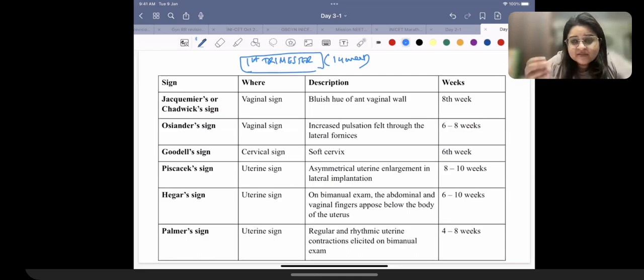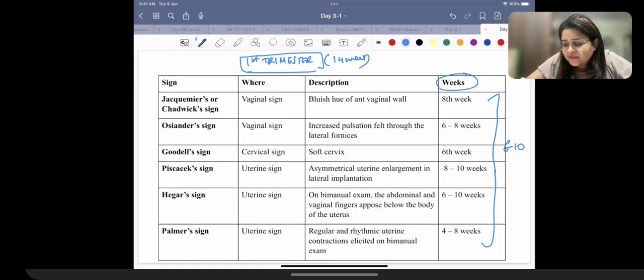So in the first trimester, if you examine the patient, what all will you see? So this last column, just generalize it. You don't have to remember the exact weeks. Most of them are seen between 6 to 10 weeks. It is not that particular that it will be seen in the 8th week or the 6th week. Just remember, generally all are seen between 6 to 10 weeks. Okay? Now the first is Jacquemier or Chadwick sign.